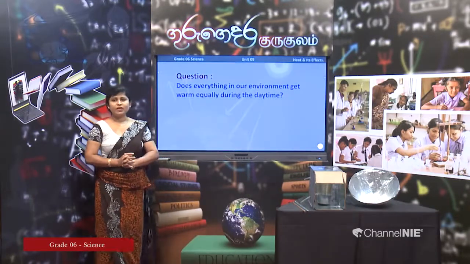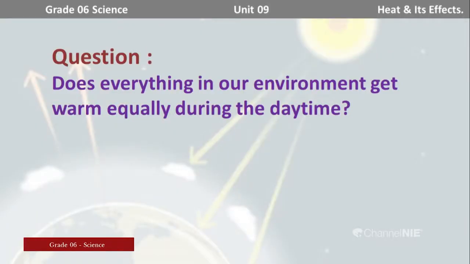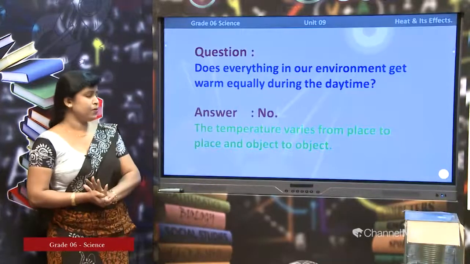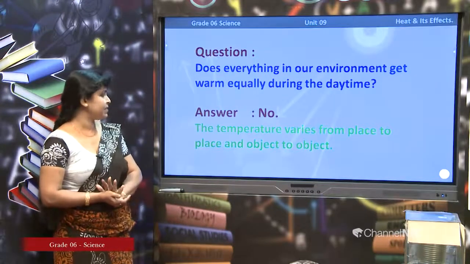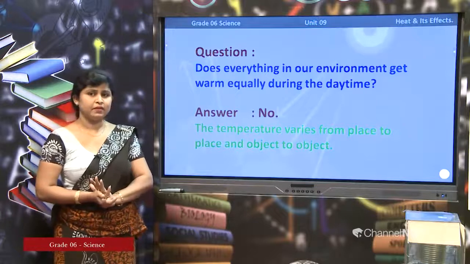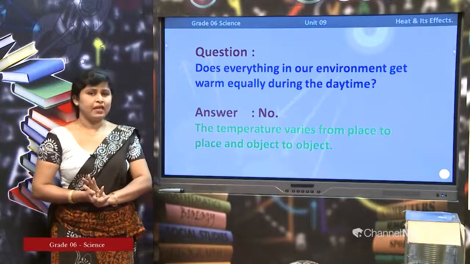I have given you a question. The question is, does everything in our environment get warm equally during the daytime? Read with me, does everything in our environment get warm equally during the daytime? Let's see the answer. The answer is no. The temperature varies from place to place and object to object, right. Now I am going to prove this using a simple activity.